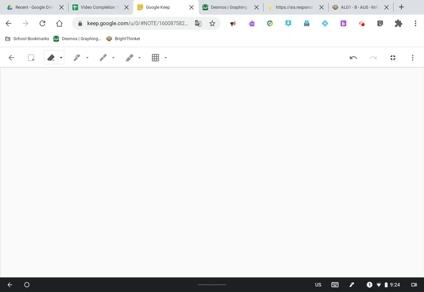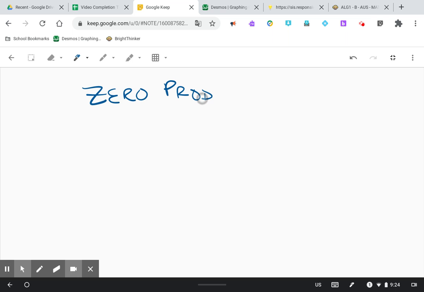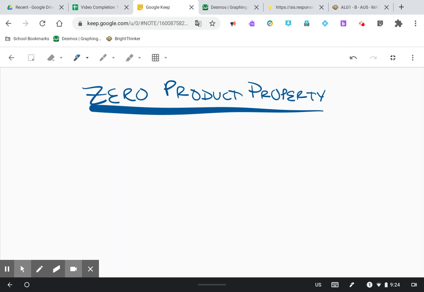First things first, lesson 7 introduces a concept called the zero product property. We would have covered this in the first half of the course, but in its simplest way of thinking about it, if I have two numbers that multiply to make 0, there's only one way for that to be true, and that is that something is 0. One of these two numbers is 0.